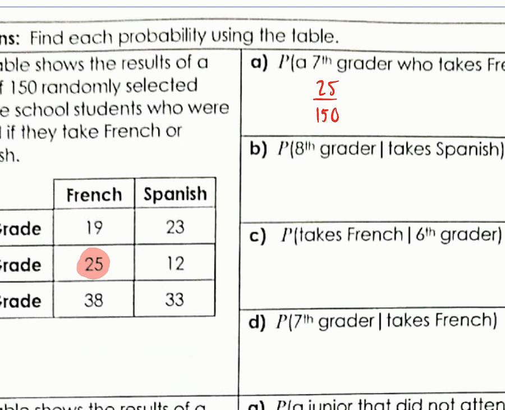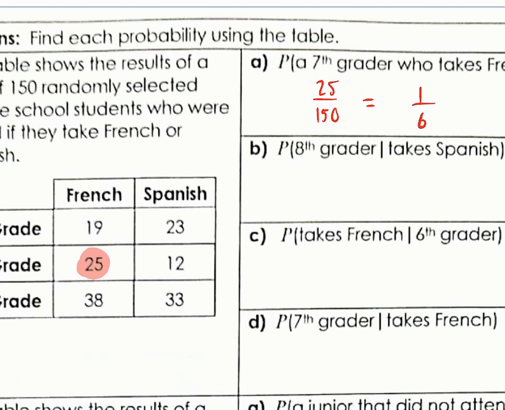So you didn't narrow your focus down here because it didn't give you a given that. It just says, what's the probability of getting a 7th grader who takes French? You understand what I'm saying? There was no narrowing. There was no focus on my data. Now, 25 over 150 will reduce to what? 1 over 6.